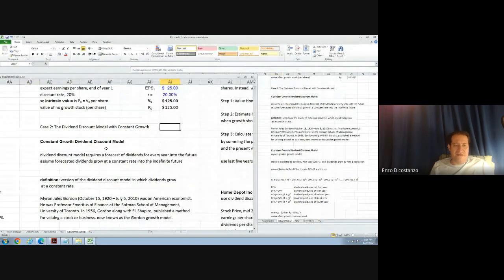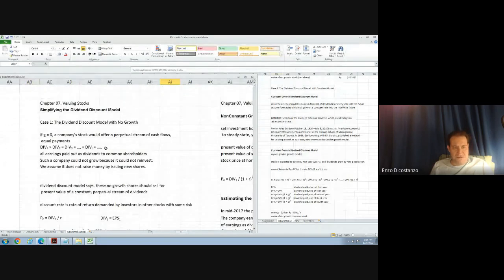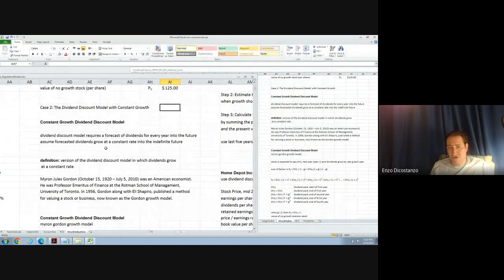And now this was the no growth version is what this is. Dividend discount model, no growth. Case 2, dividend discount model, constant growth. Okay.